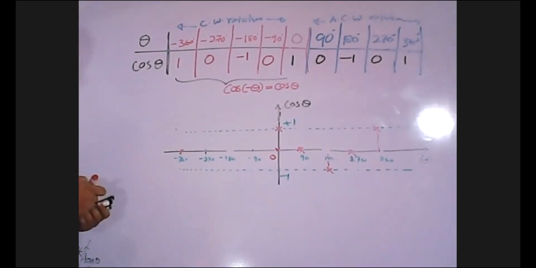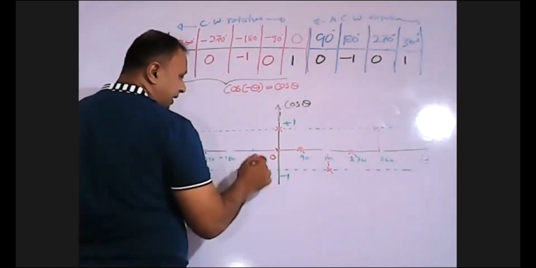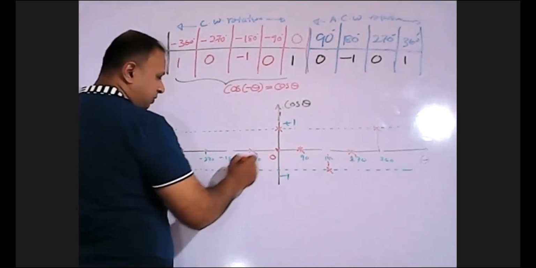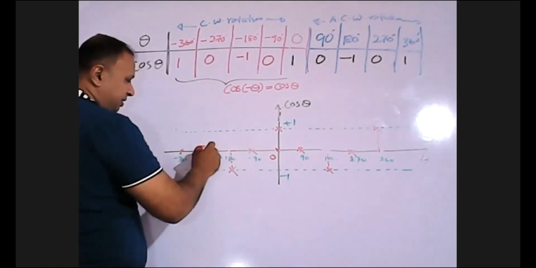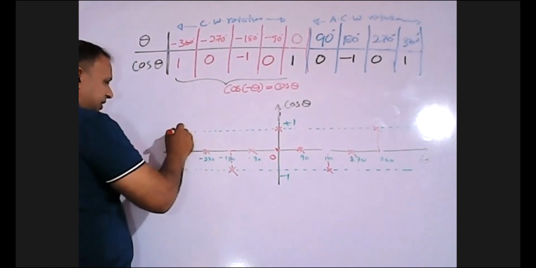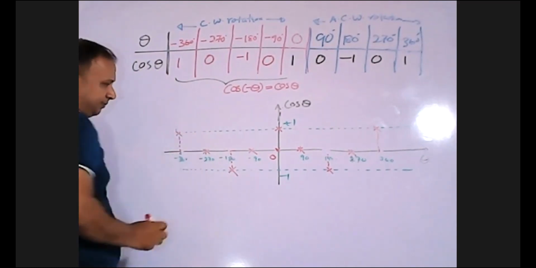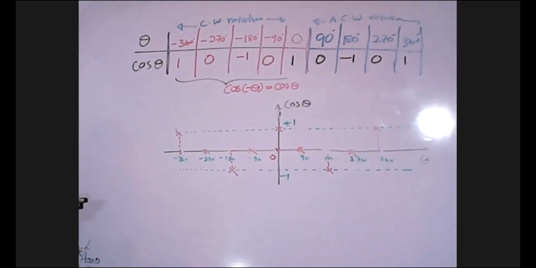Same thing we can do in the minus section. 90 is equal to 0. 180 is equal to minus 1. 270 is equal to 0. 360 is equal to plus 1. Now I can draw the graph.